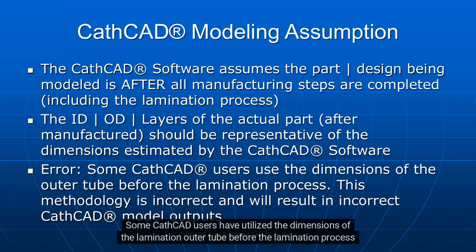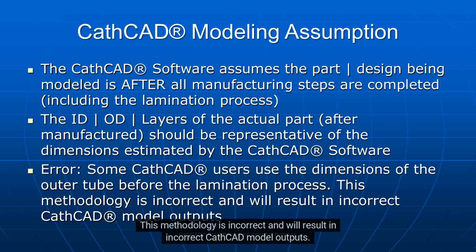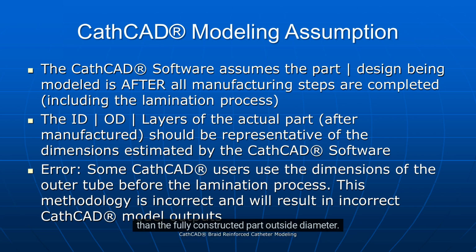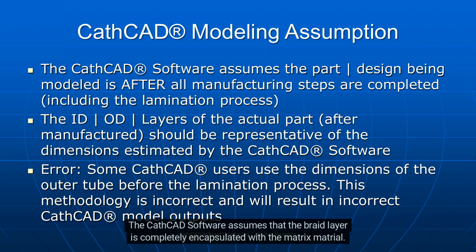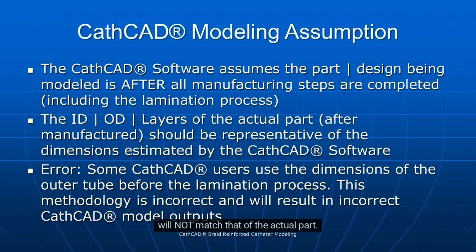Some CathCAD users have utilized the dimensions of the lamination outer tube before the lamination process in the designer user interface. This methodology is incorrect and will result in incorrect CathCAD model outputs. The easiest way to identify this error is that the computed CathCAD outside diameter will be different than the fully constructed part outside diameter. The CathCAD software assumes that the braid layer is completely encapsulated with the matrix material. If the actual part made has incomplete braid encapsulation with the matrix material, the CathCAD computed values will not match that of the actual part.